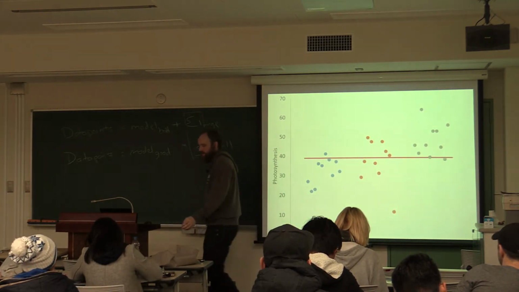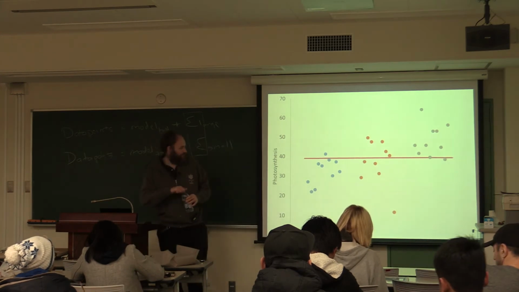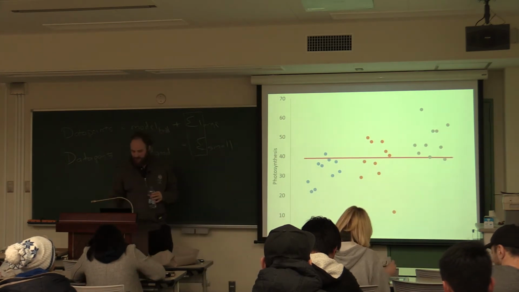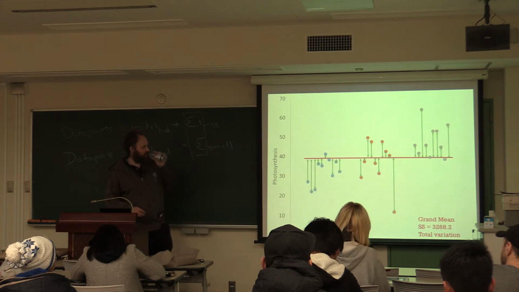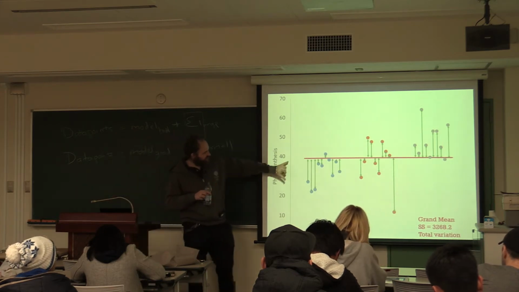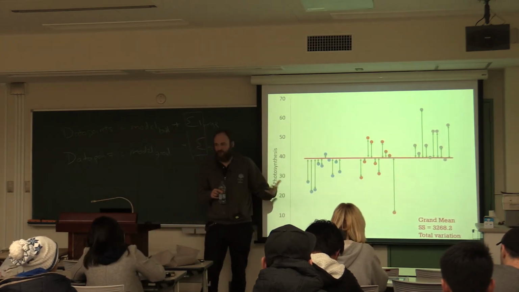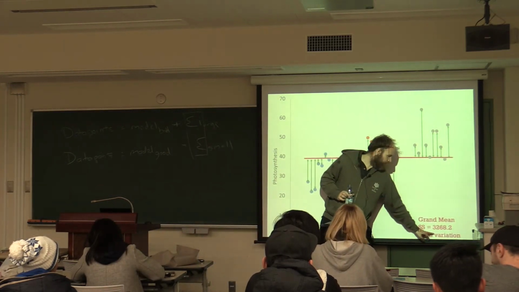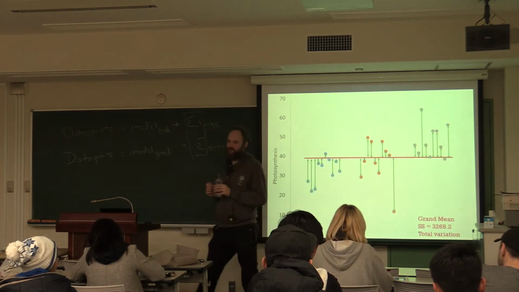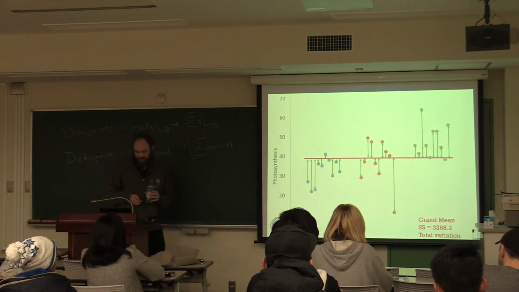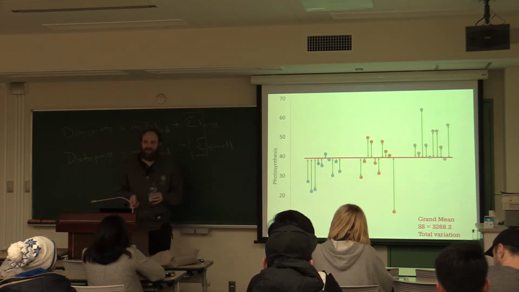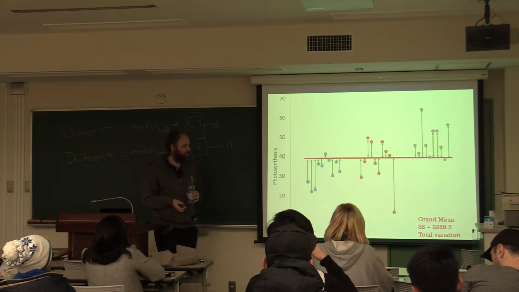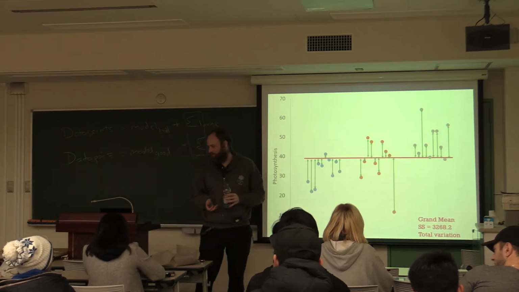So, if we calculate our sum of squareds, you take this distance, this distance, this distance, you square them, you add them all up, and it's going to give you a value of 3268. That's my total variation.